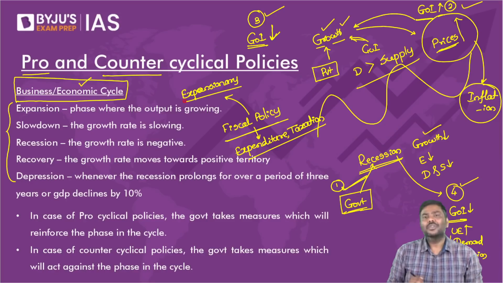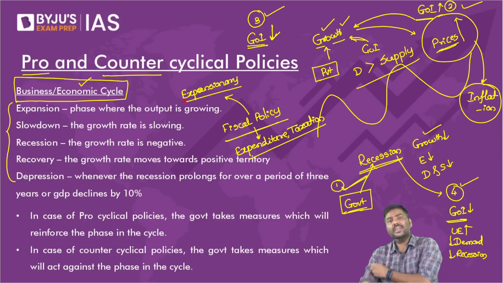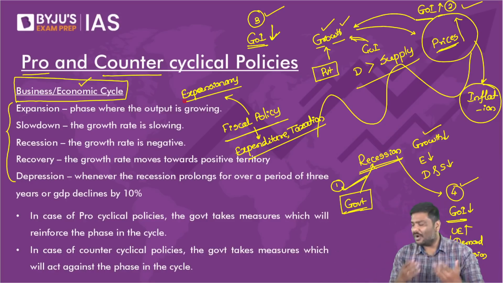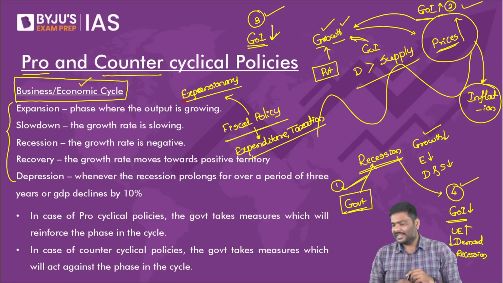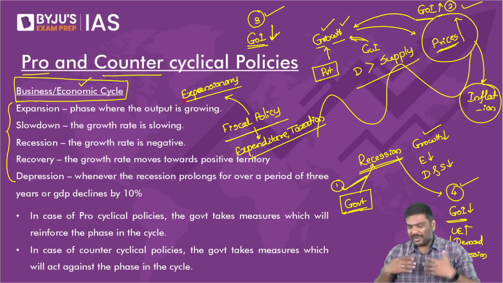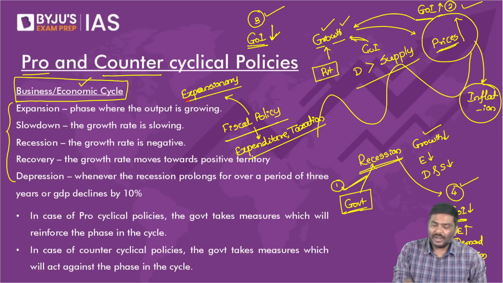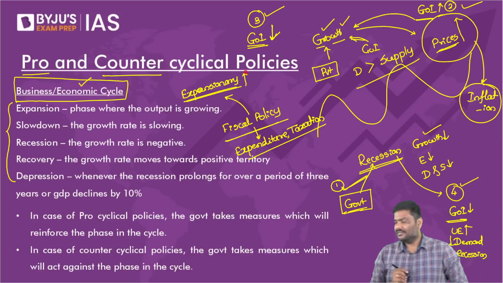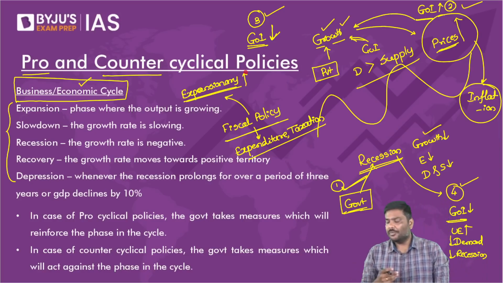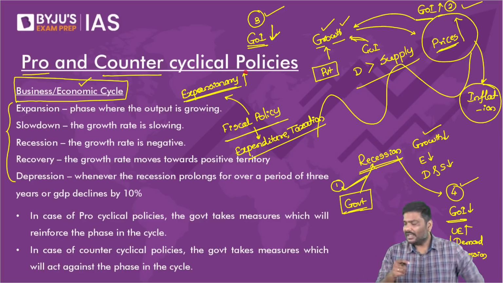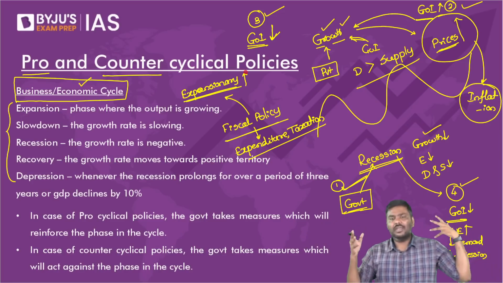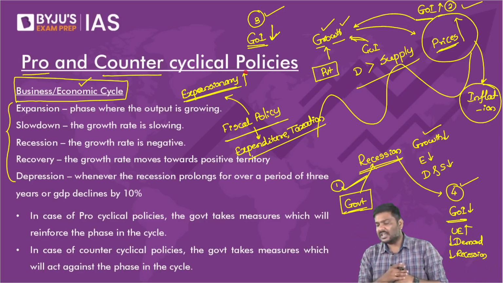Tell me now. What if I say government is following expansionary fiscal policy? What do you think it will mean? Think of it. If I say government is following expansionary fiscal policy, can I say through government, money supply in the economy is increasing? Let me know. Money supply is basically increasing in the economy. That is expansionary fiscal policy.